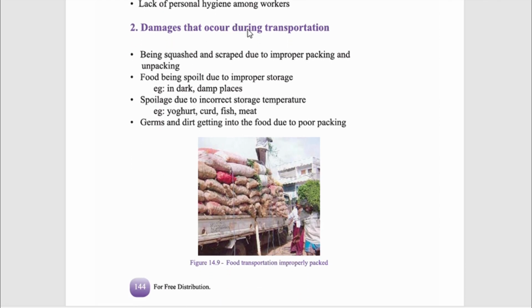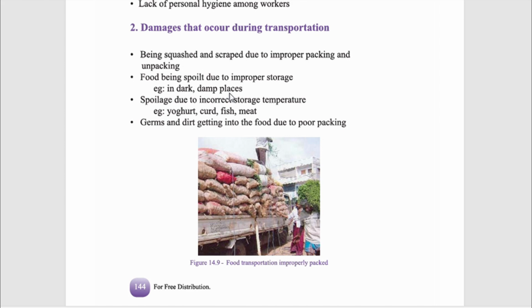Damage that occurs during transportation. This is very important. If you pay attention to this picture, you can get an idea and figure out what the problem is here. Food being scratched and scraped due to improper packing and unpacking. You can see here. Food being spoiled due to improper storage in dark, damp places.